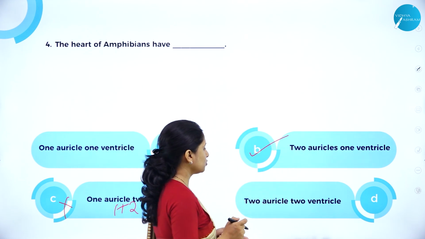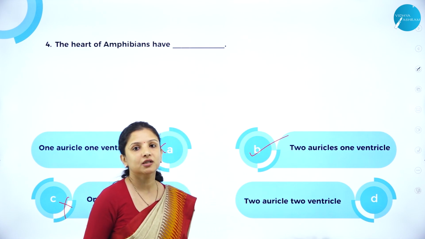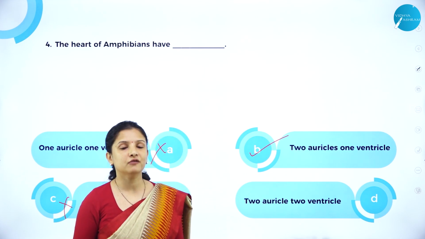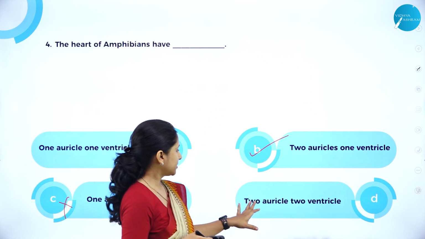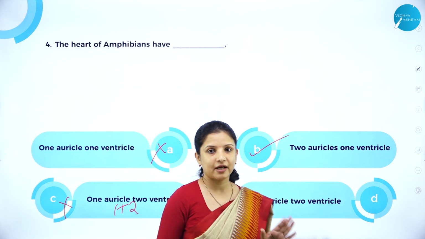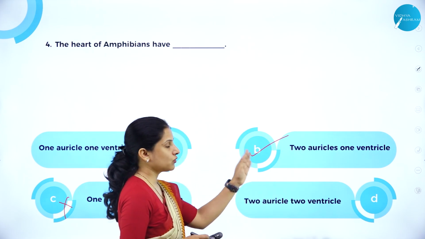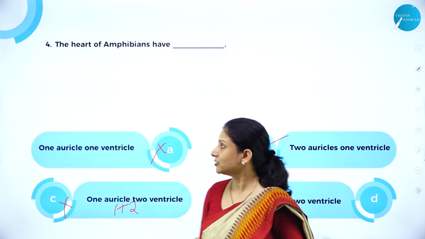Next is two auricles, two ventricles. No, two auricles, two ventricles are usually found in aves and mammals because they have a four-chambered heart. So option D is also not correct. The right option is option B, two auricles, one ventricle.